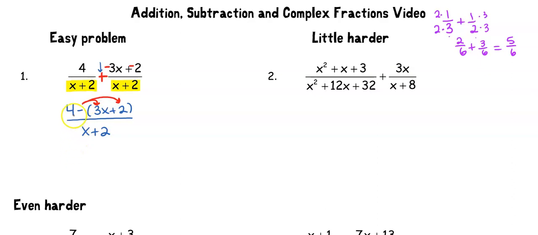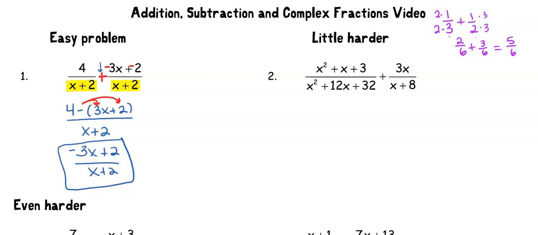So that gives us 4 minus 3x plus 2. So we have our x term first, which is a negative 3x. 4 minus 2 is going to leave us with a positive 2 all over x plus 2. So just some practice on adding our fractions when we already have the common denominator.